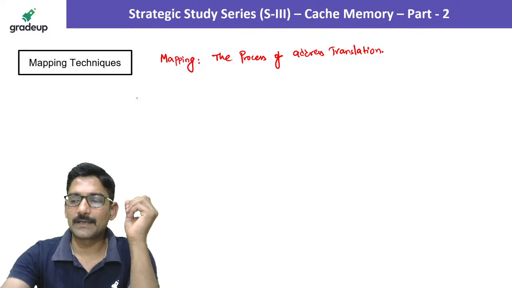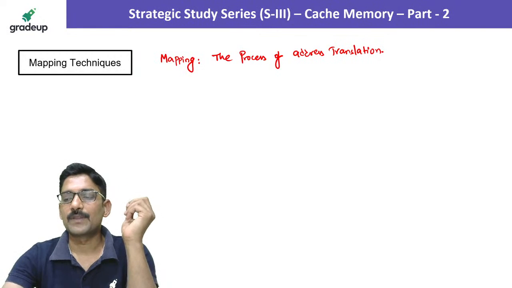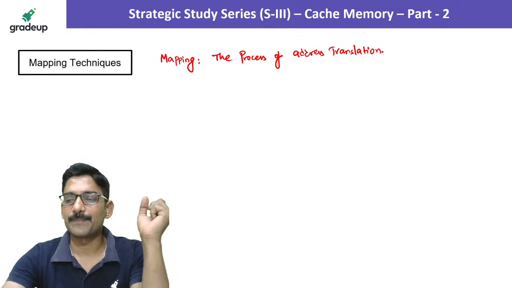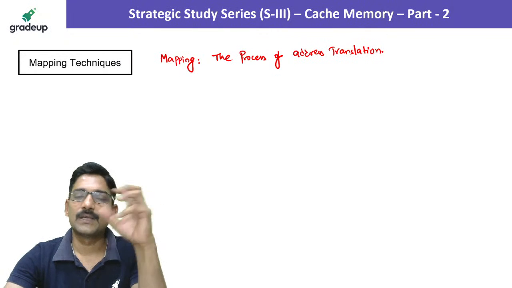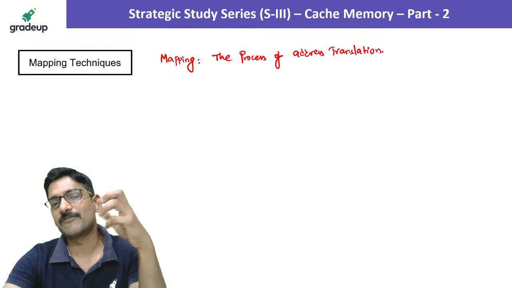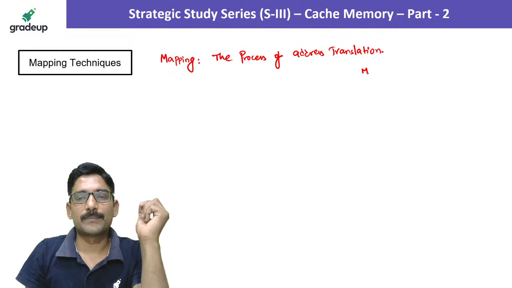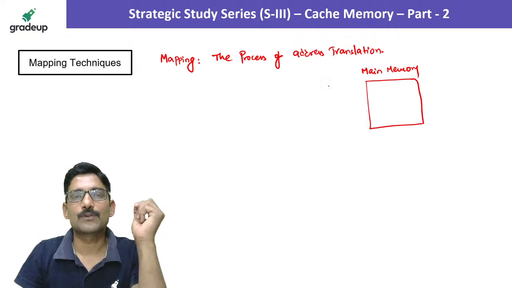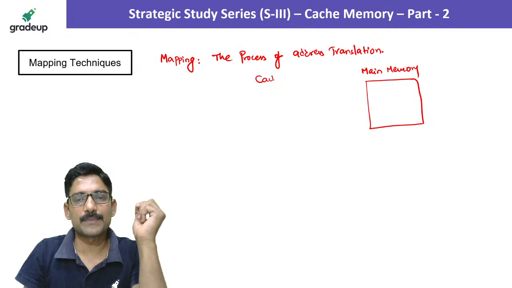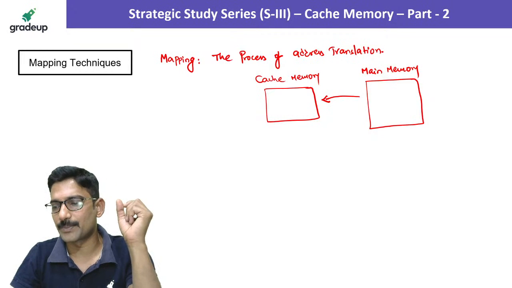Generally, when content is copied from one memory to another memory, the address gets translated, isn't it? Here the content is copied from where to where? From main memory to cache memory, the content is getting copied.